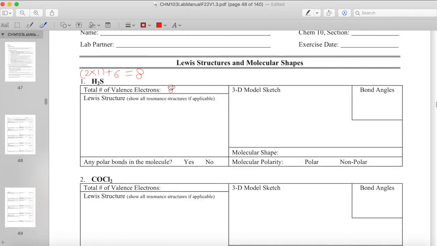Okay, so when we're drawing a good Lewis structure, the two key things that I want you to show here are: do we have the right number of valence electrons, and is everything meeting the octet rule? Now, when I say everything, there's a caveat there. Hydrogen does not meet the octet rule.